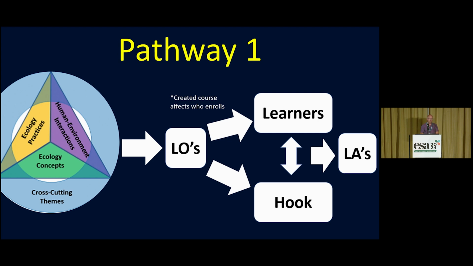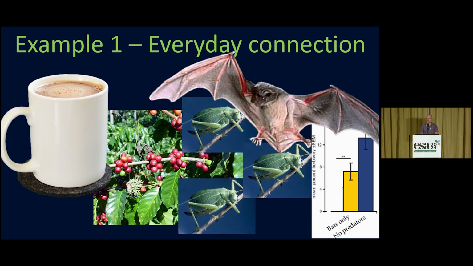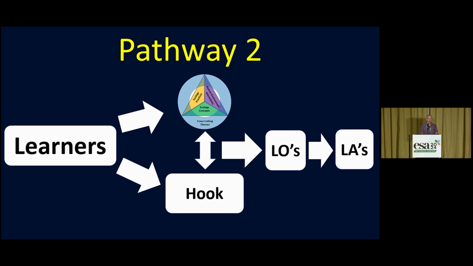The hook, the interaction between those two, and then thinking about how the learners in the hook influence the learning activities. One example I use is coffee. And there's some nice research that's been done about trophic cascades in coffee systems. And that makes an everyday connection to at least those who drink coffee. I don't, surprisingly.